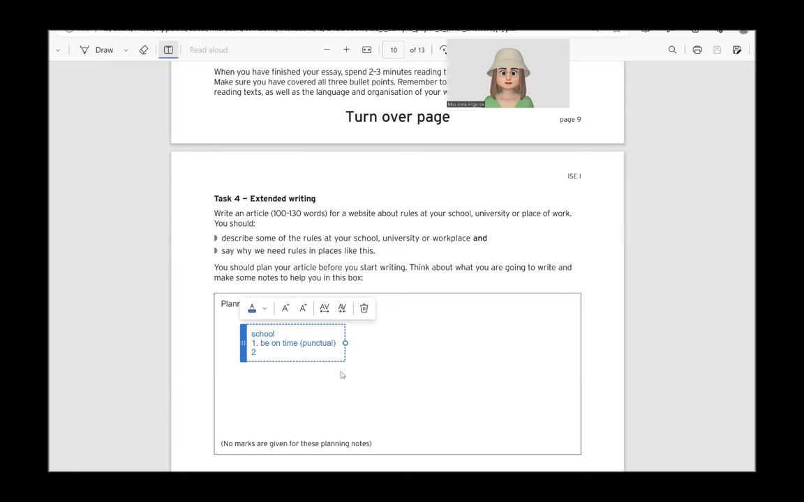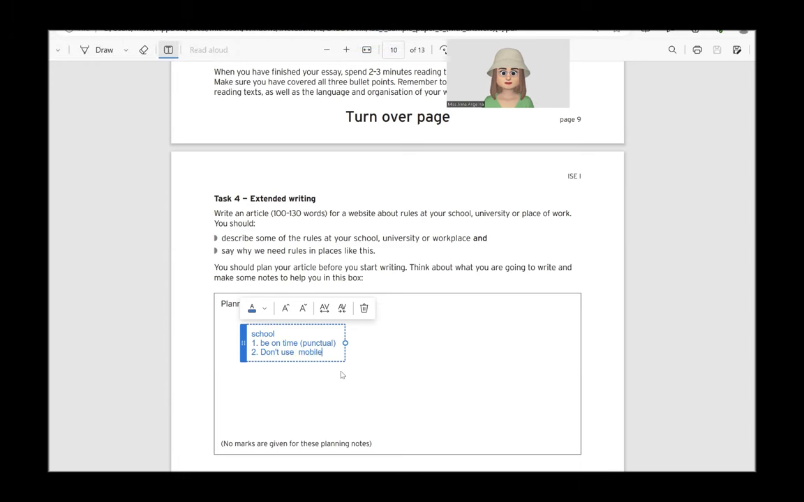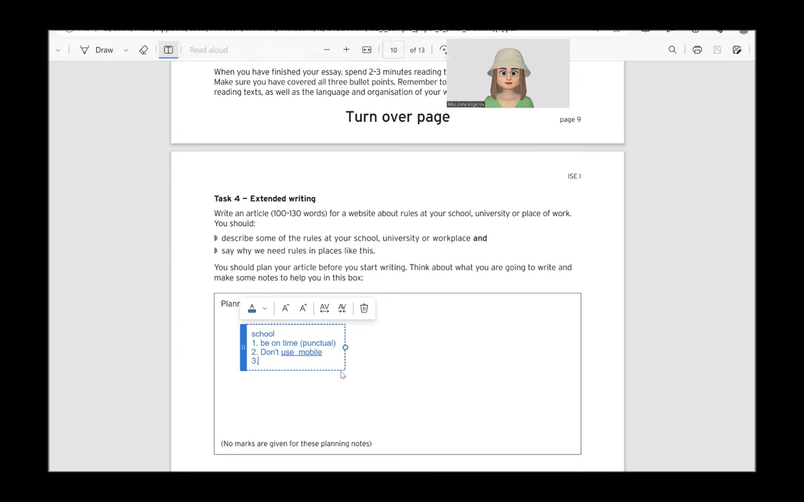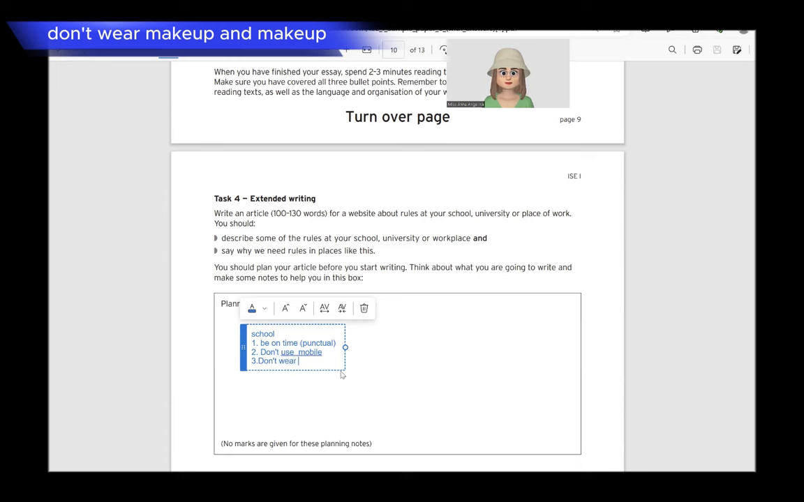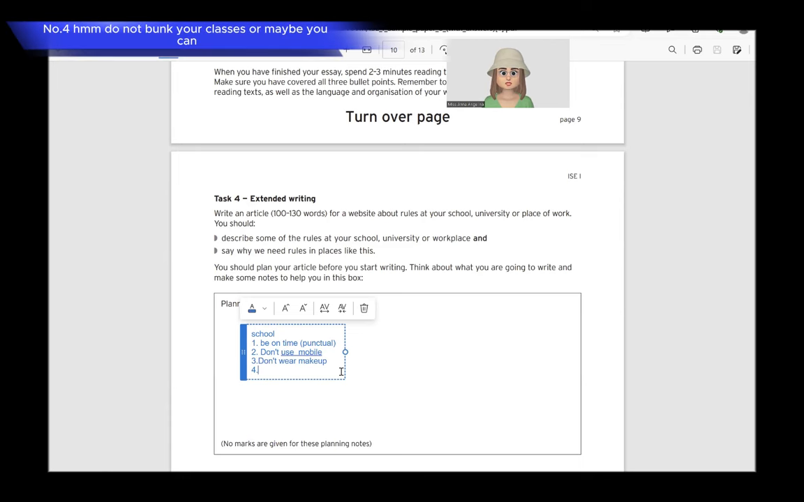Yes. I think this rule is always there, don't use mobile. Number three, I think in most schools the rule is don't wear makeup to school. Yes, right? Don't wear makeup. What else? You tell me more. Number four: do not bunk your classes, or maybe we can say wear proper uniform. Yes, proper uniform.